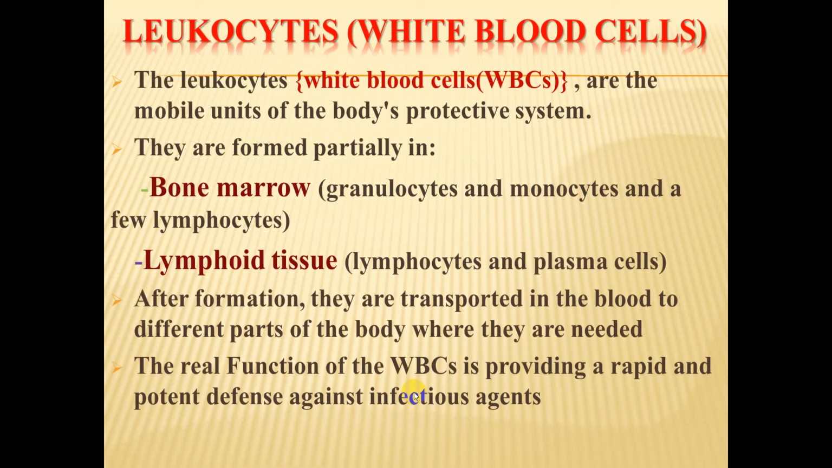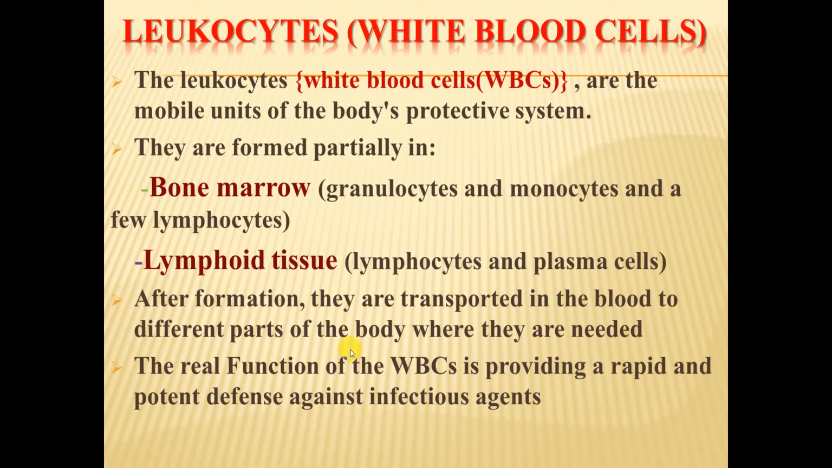Leukocytes or white blood cells هي mobile units of the body protective system. إذن هي الوحدة القابلة للحركة الوحيدة بالجهاز الدفاع عن الجسم. Formed partially in bone marrow. السيلز اللي تكون منشأة بالبون marrow هي granulocyte والمونوسايت with a few lymphocytes. ما بقي من الليمفوسايت formed in lymphoid tissues. Lymphocyte and plasma cell.